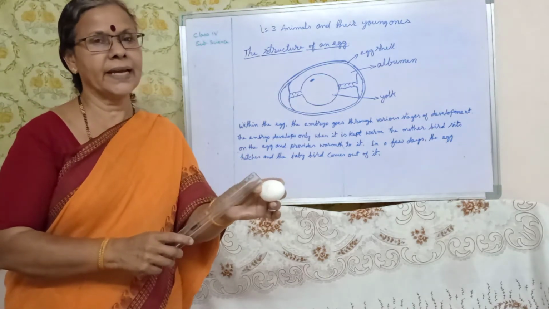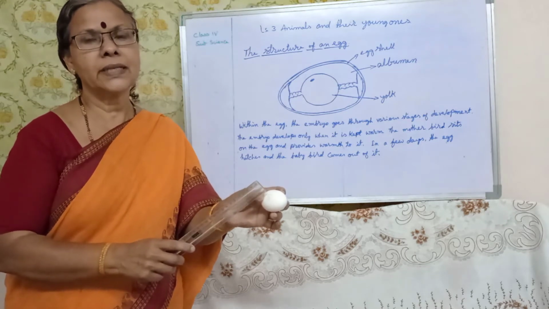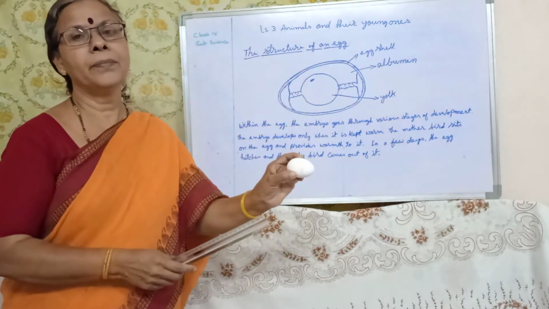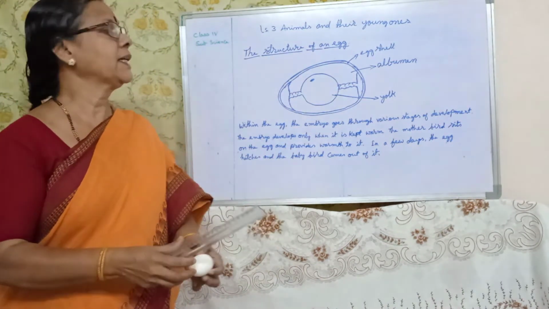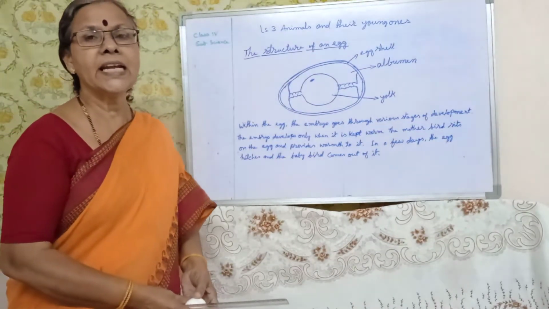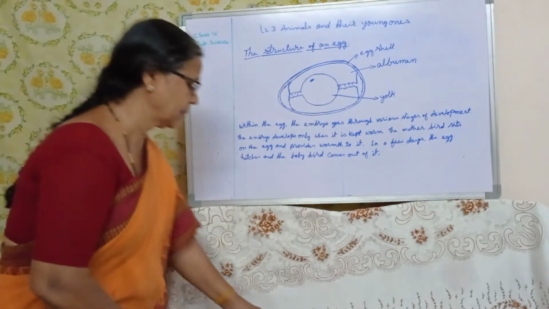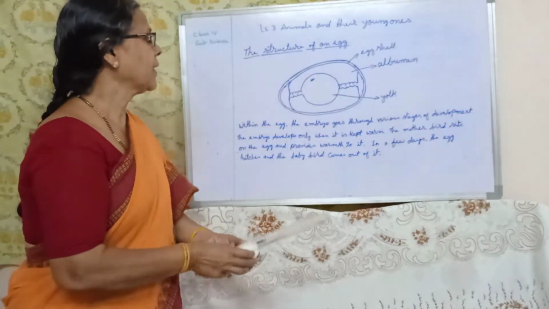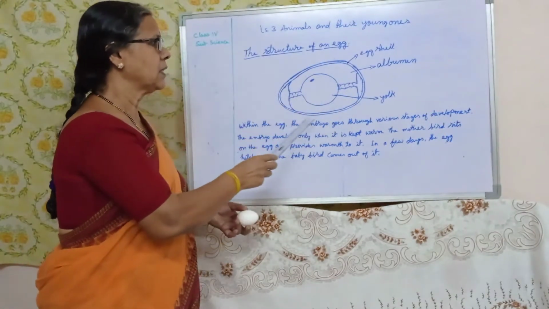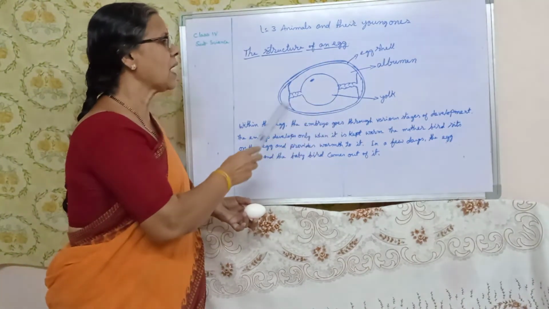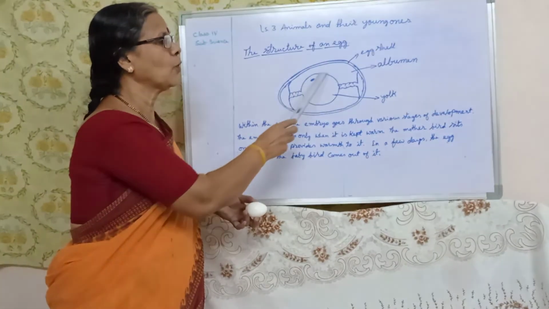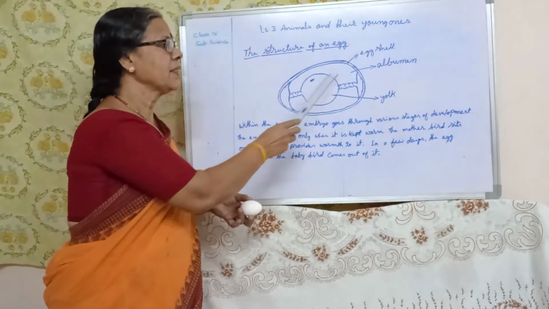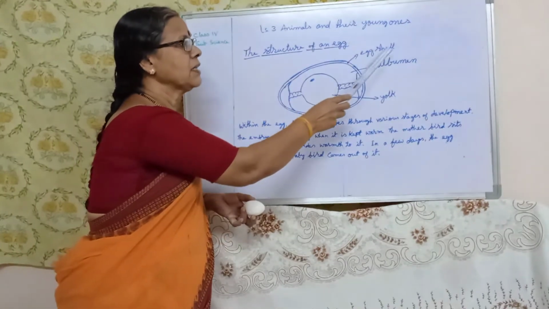But when this egg gets warmed, it will develop into a chick. This hatches and the baby bird comes out of it. So let us study what's going on inside the egg. The structure of an egg, you can see the outer layer. This is the hard shell which protects whatever the structure is inside. That will be protected by this hard shell.